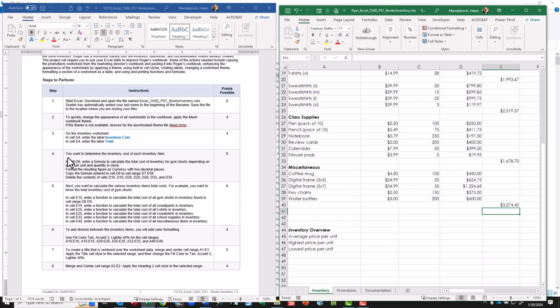So that is step 4 and step 5. So hopefully that'll help you. Let me know if there's a problem.